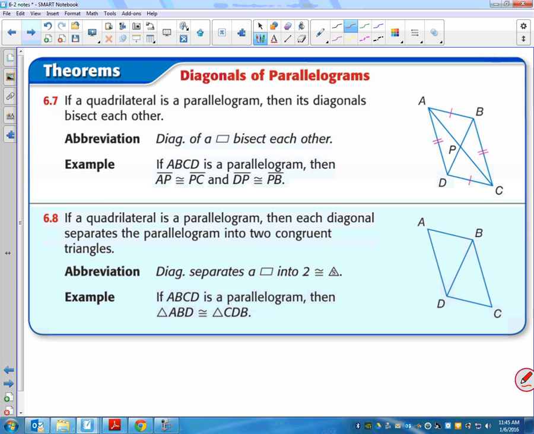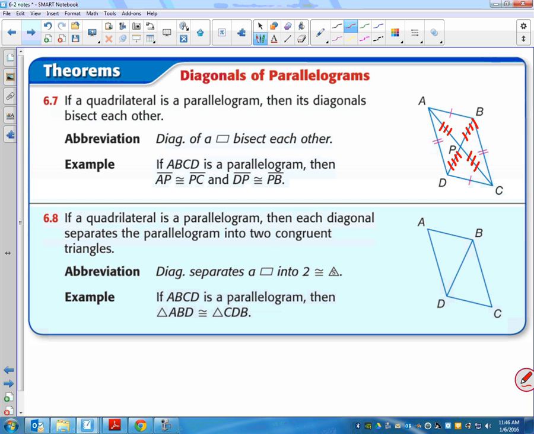Diagonals of parallelograms. If a quadrilateral is a parallelogram, then its diagonals bisect each other. What does that mean, if the diagonals bisect each other? So the diagonals cross, and where they cross is going to be at the midpoint of each of those diagonals. So they mark that these two are congruent, but we could also say that we know AP is congruent to PC, because that diagonal is bisected, and this diagonal would be bisected as well.